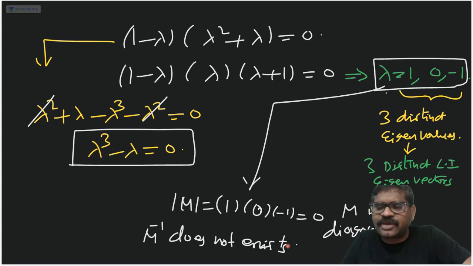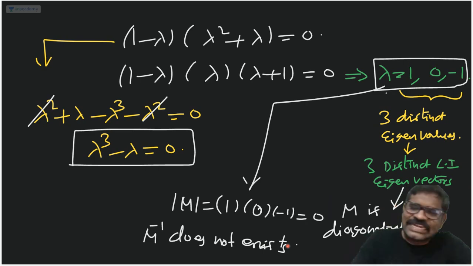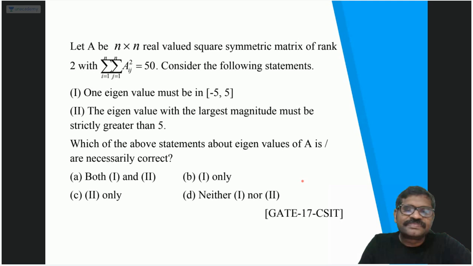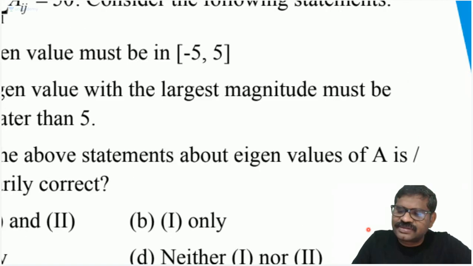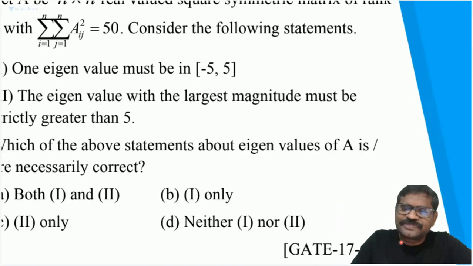Clearly, I have given the proof now. 3 distinct eigenvalues. Therefore, 3 distinct independent eigenvectors. If you have 3 distinct independent eigenvectors, the matrix is diagonalizable. Okay. Next. Got any conclusion?